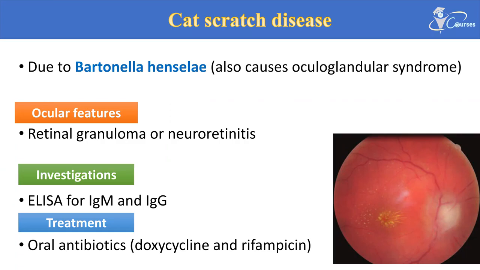Those patients could have retinal granuloma or neuroretinitis. Neuroretinitis presents with optic disc swelling and macular star. So these are the manifestations of cat scratch disease. To diagnose it, we need ELISA for specific IgM and IgG, and the treatment will be with oral antibiotics such as doxycycline and rifampicin.